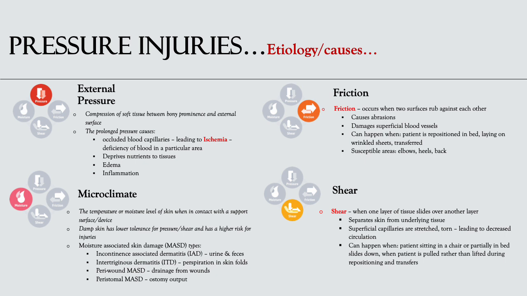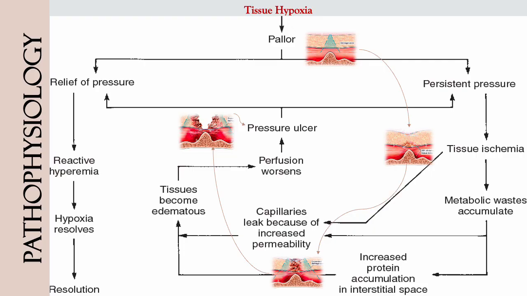Shear. Shearing occurs when one layer of tissue slides over another layer, separating skin from underlying tissue. Superficial capillaries are stretched and torn, leading to decreased circulation. This can happen when patients sitting in a chair or partially in a bed slide down, when a patient is pulled rather than lifted during repositioning and transfers.